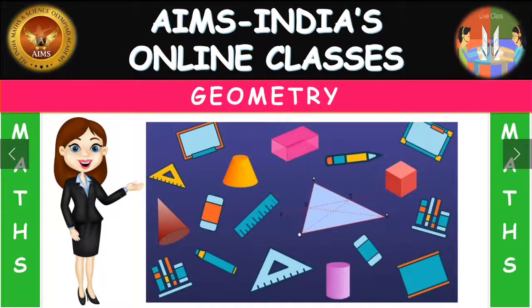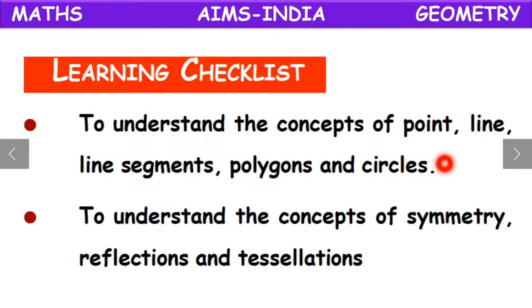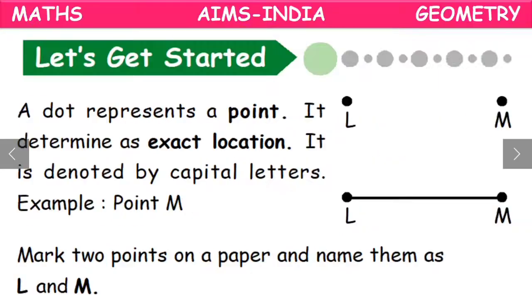So in today's class we are starting a new chapter from our subject mathematics, and what is the chapter name? It is geometry. Yes. Now in this chapter we are going to learn the concepts of point, line segments, polygons and circles, and also we'll understand the concepts of symmetry, reflections and tessellations. Okay children, this is our learning checklist for our new chapter geometry.